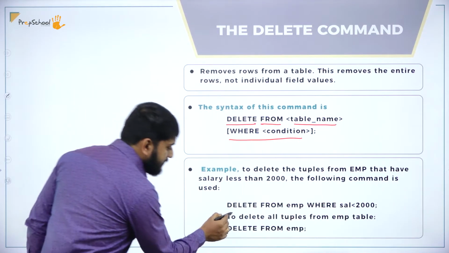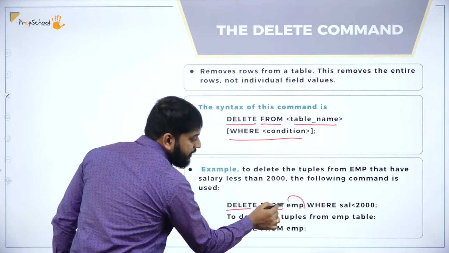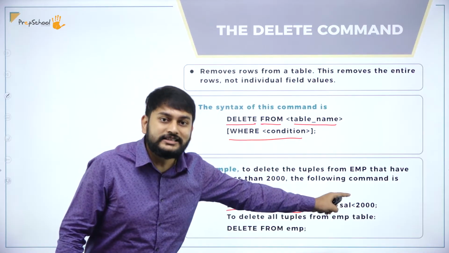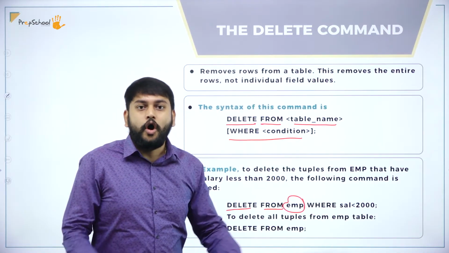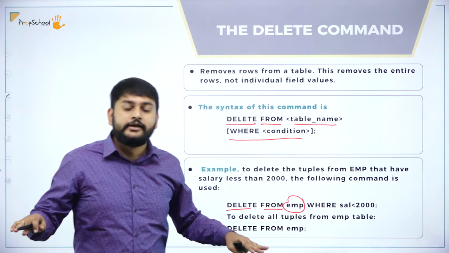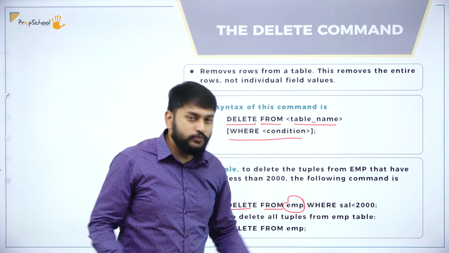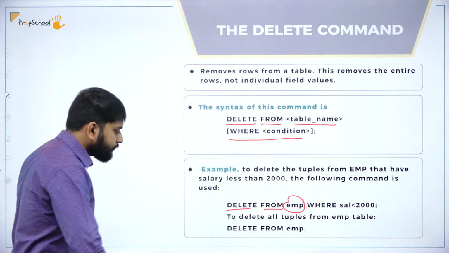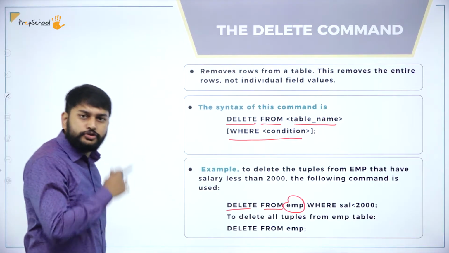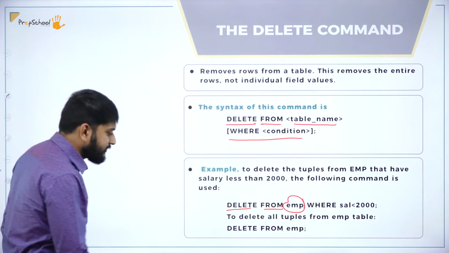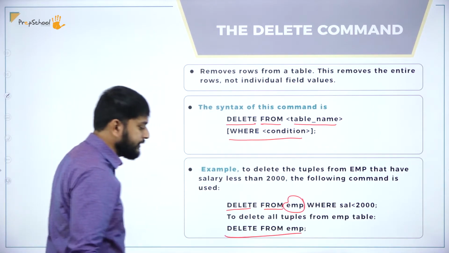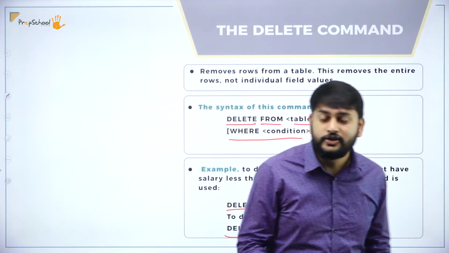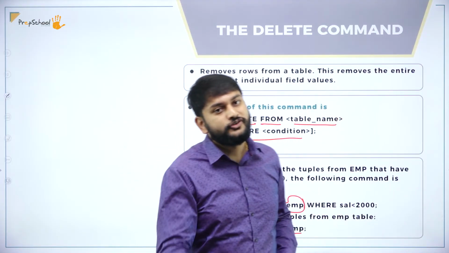So guys, delete from, I'm mentioning the table name, where salary is less than 2000. So all those rows will be deleted. The rows which satisfy this condition will be deleted from this table is what you have to understand. If I want to delete all the rows, whatever I have in the table, I'll just give delete from EMP. That's it. The entire rows will be deleted. So that's what you have to understand.